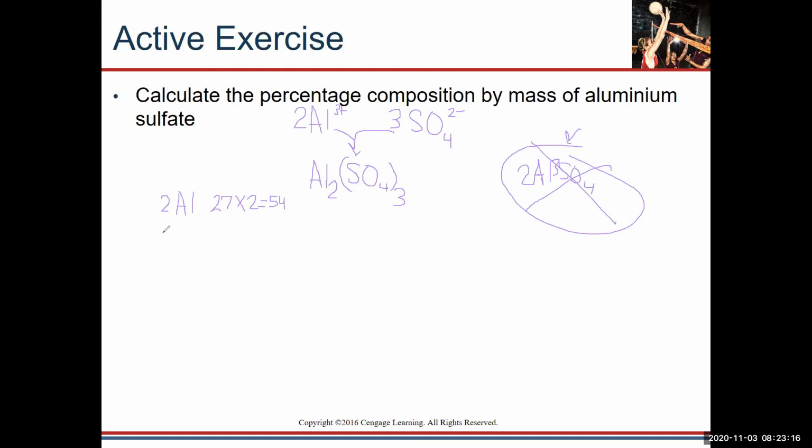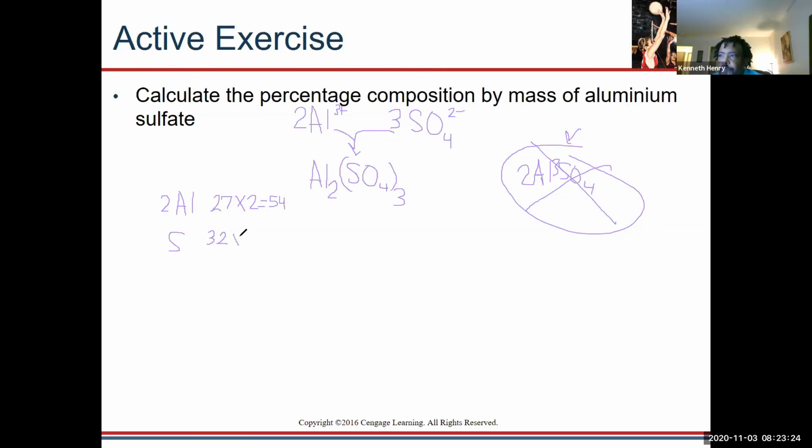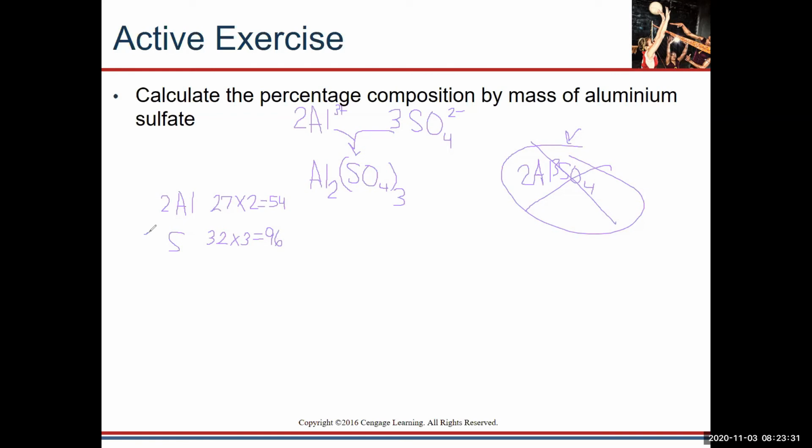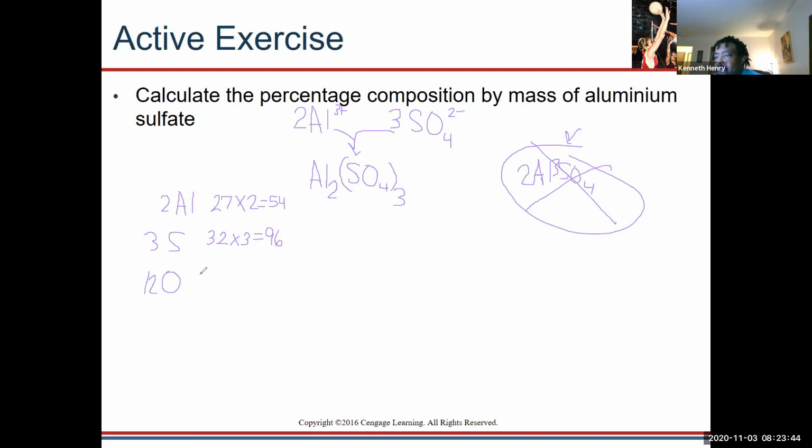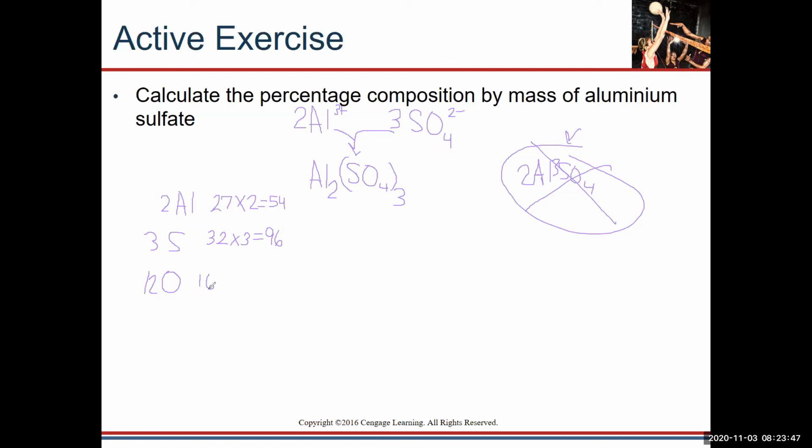And we have sulfur weighing at roughly 32. And how many do we have? 3. Total 96. And oxygen weighing at 16. And how many do we have? We have 12. That's 192.